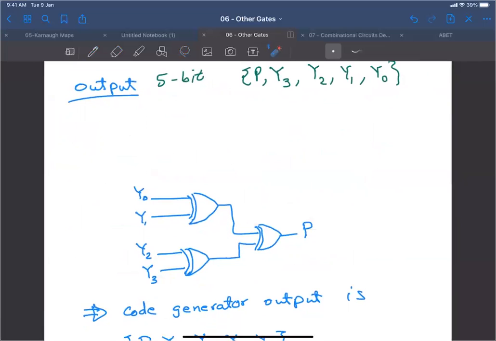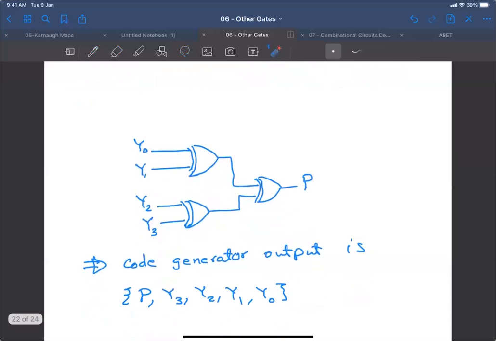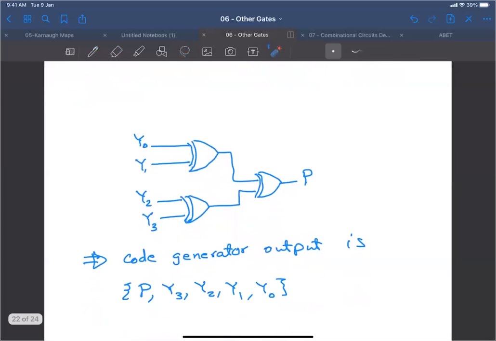All right. So the code generator output, as I mentioned, is the whole thing here, which is the code. It's the parity bit plus the input BCD code.